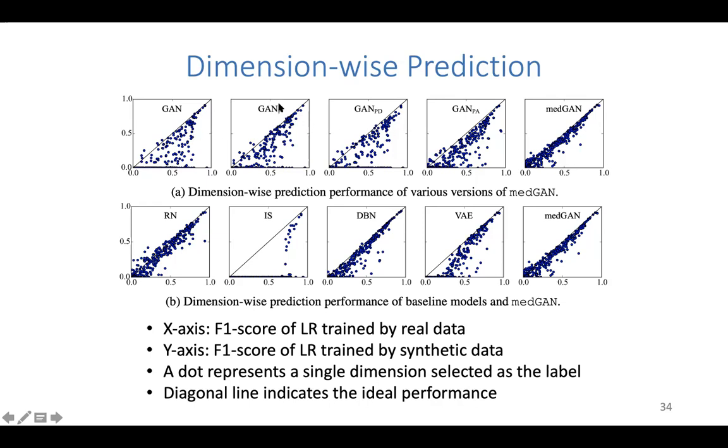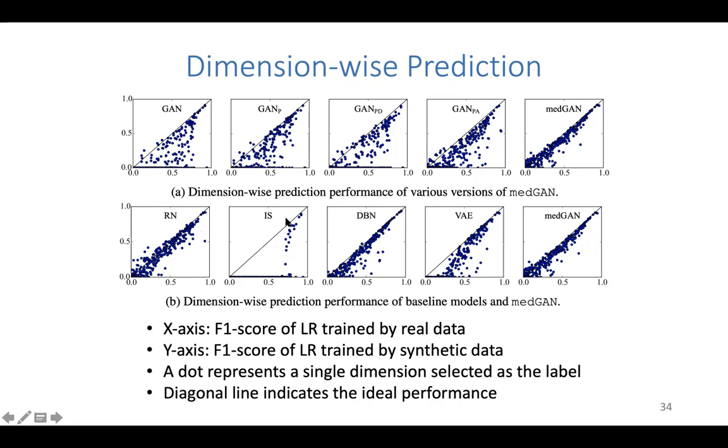So see the jump from GAN P to GAN PA. Minibatch averaging helps quite a lot if you see the difference between here and here, and then the residual connection and the batch norm again helps quite a lot. So if you compare this MedGAN with all the other baselines, random noise seems to do pretty well, but the random noise is just a perturbation. It is not synthetic data generation.